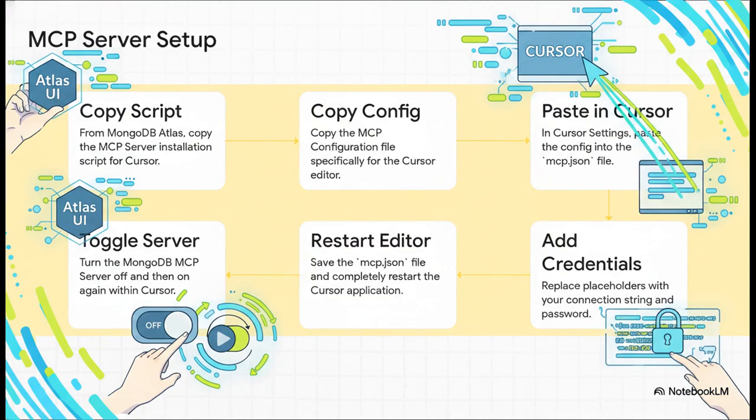Now for this part, you'll want to follow these steps to the letter because it's super important. You're going to grab two little snippets from the Atlas user interface. One is an installation script and the other is a configuration file. You'll paste that config into a specific settings file inside Cursor called MCP.js. Then you just swap out the placeholder with your own unique connection string. Give Cursor a quick restart, toggle the server on and off, and just like that, the bridge is built.